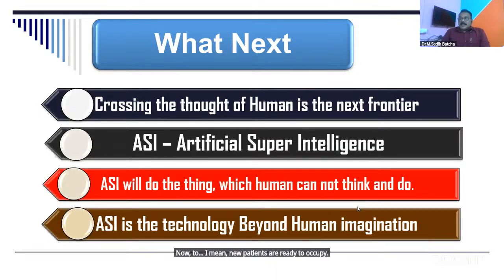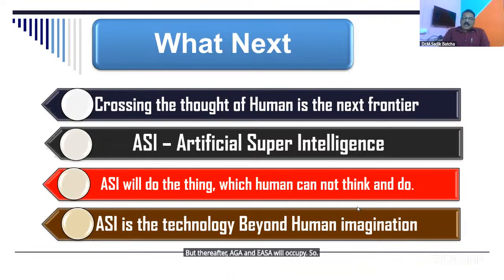AGI has already emerged, but only technology people are using it. It has not reached the common people, though it has already invaded. Next, ASI is also ready. ASI will do the things which humans cannot think and do. It is the technology beyond human imagination. Even we cannot think about it, but ASI will do it. So AI is the fashion we are still following, but thereafter AGI and ASI will occupy.